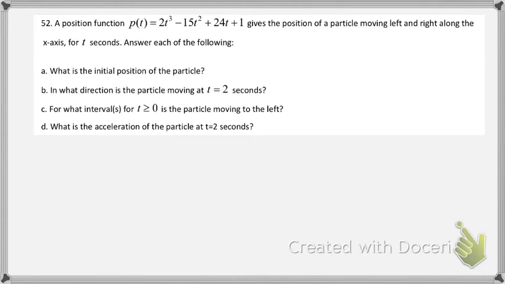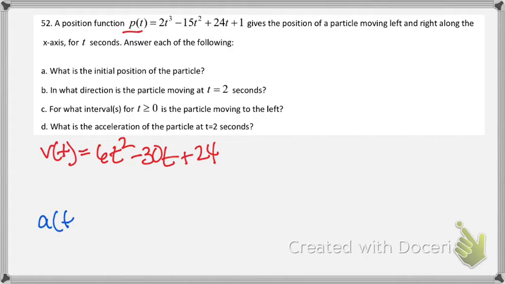Okay, this one's pretty easy, I think. You just got to study all the rules for position, velocity, and acceleration. So if this is position, again, velocity is the first derivative and acceleration is the second. So velocity would be 6t squared minus 30t plus 24. And acceleration would be the derivative of that, 12t minus 30.